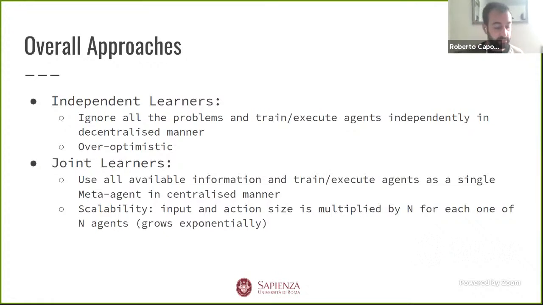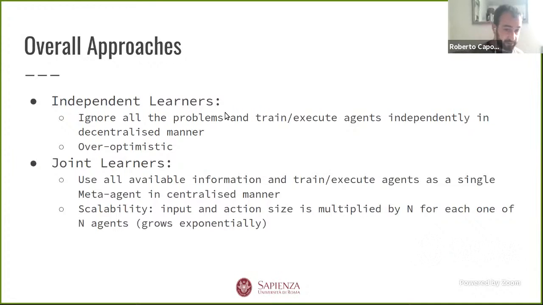So there are notable papers that show that independent learners work sometimes better than joint learners in certain scenarios, but overall, this is not true. There are also papers that prove this, and this is something that you could expect, of course. So in independent learners, anyway, the stochasticity is even higher compared to joint learners.